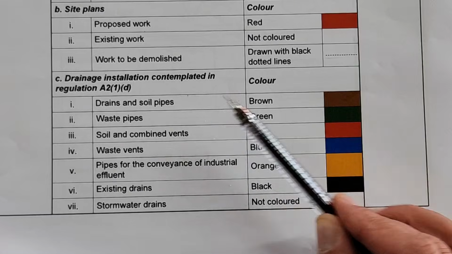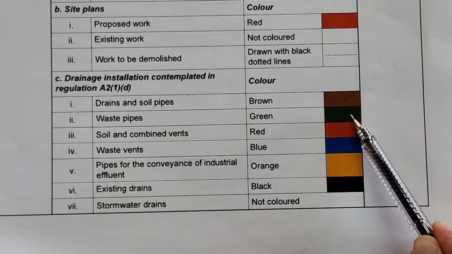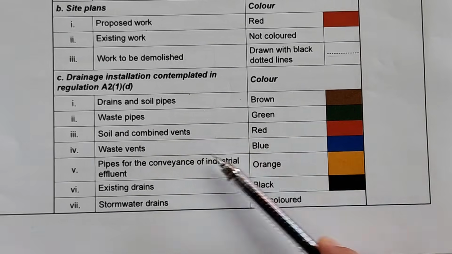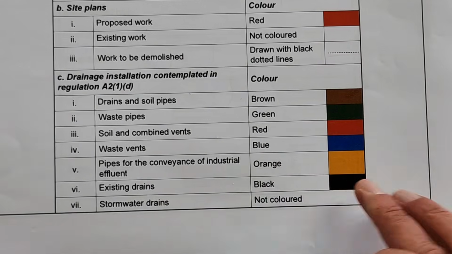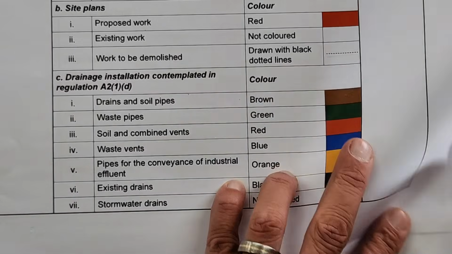When specifically talking about drainage, it must be brown. Waste pipes will be green. Soil and combined vents red. Waste vents blue, etc. The first ones here, I think, are probably the most important.